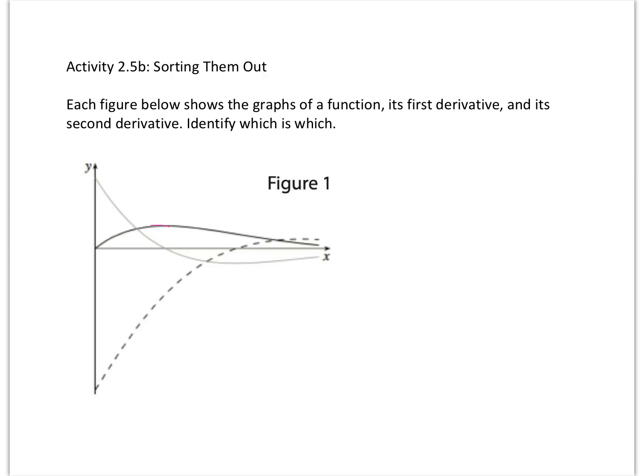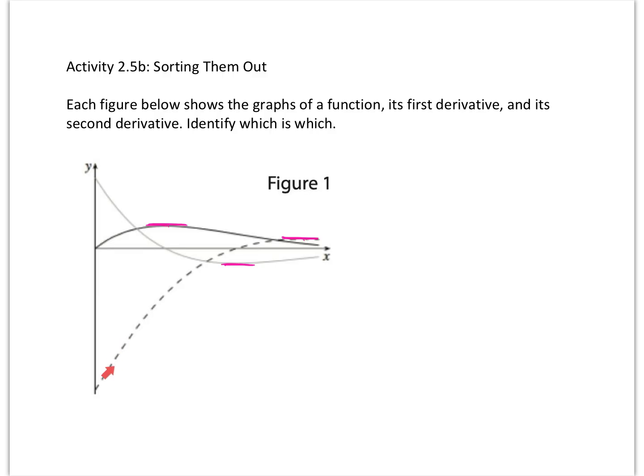Okay, so it looks like I have a horizontal tangent line right here and right here, and maybe another one right here-ish. Now, this one has an x-intercept right below it, and this one has an x-intercept right above it. So it looks like the gray could be the derivative of the black, and the dashed could be the derivative of the gray. But then this horizontal tangent line has no x-intercept right beneath it.